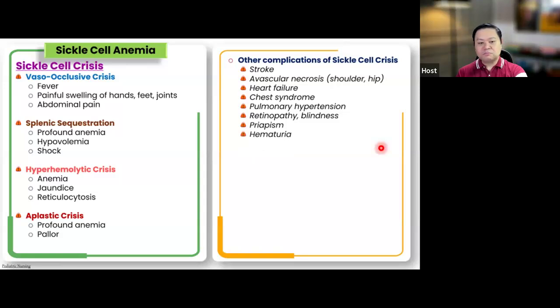Now, another is hepatomegaly. There will be enlargement of the liver because of the increased blood flow to the liver, and also increased congestion resulting from the chronic anemia and also liver infarction, and also because of the rapid uptake of those dead red blood cells. Now, another is the appearance of gallstones.